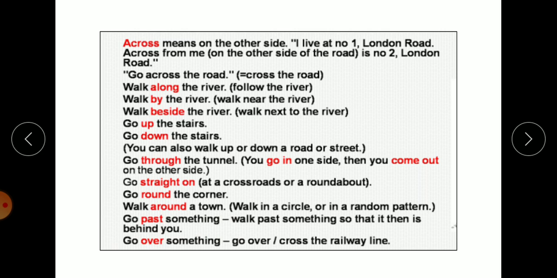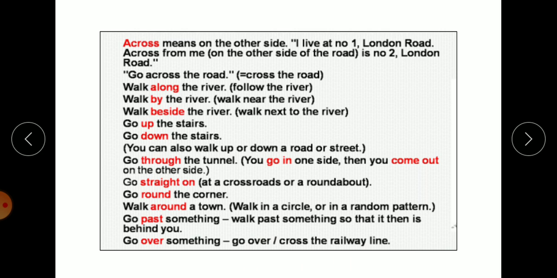Like go past something. So that means you are walking near something and after walking that thing is left behind. Like our car passed the shop. That means वो शॉप के पास से निकली और अब शॉप पीछे रह गई. So that is past. Go over something. That means cross, or maybe as I told you about over, it is used with a verb and there is a movement किसी चीज़ के ऊपर से, right?